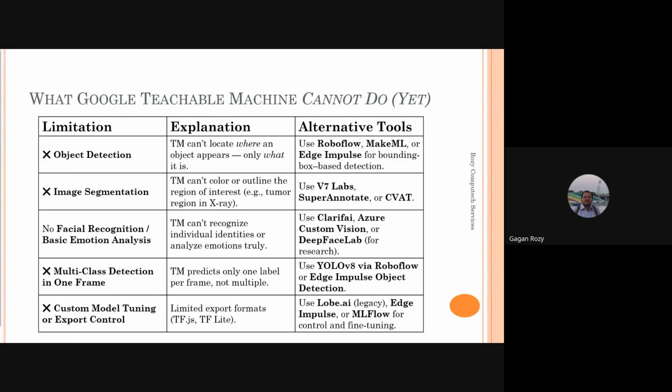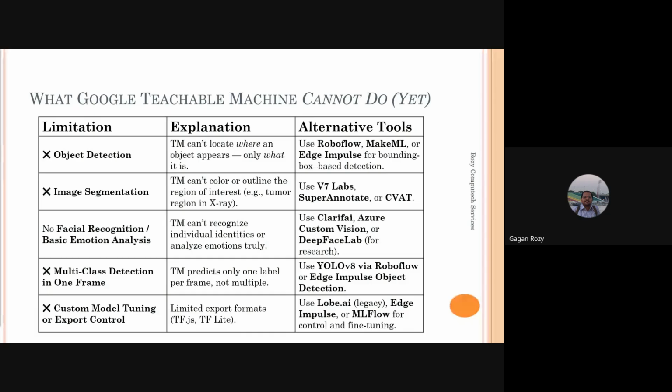Similarly, we can't do image segmentation, that is, color and outline the region of interest. That is not working here, like a tumor region in an X-ray. That is not easy to make with Teachable Machine because it is made just for awareness, and it does not aim to take over TensorFlow and other computer vision libraries. That's why they made it only for classification, pose detection, and audio.